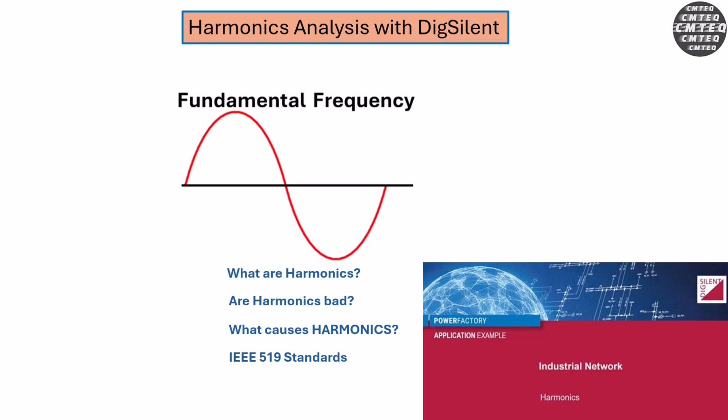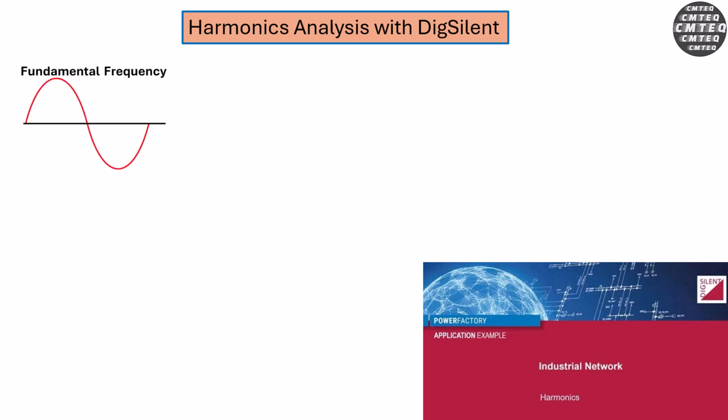power system network. Basically, these standards tell you how much percentage harmonics in your network are acceptable, before you can actually move forward completing the design of your system. Great. Now, having said that, let's go ahead and define exactly what harmonics are in a power system network.